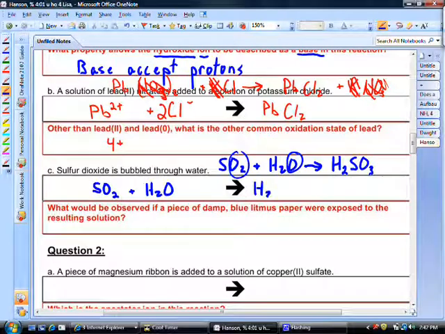Now it's still an acid, so if you put a pH indicator into it, it's going to show up as an acid, and so a blue piece of litmus will turn red. So when it says to tell what you would see, you would just say the paper is going to turn red. Something like that. That would be all 5 points for C. And so that's how you do question number 1 on this worksheet.